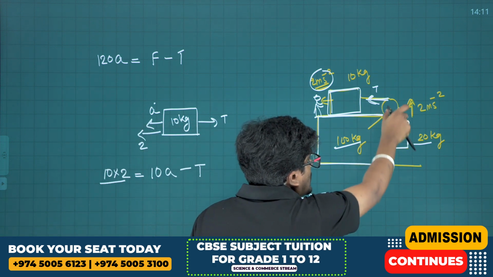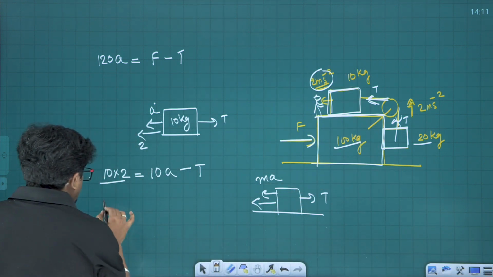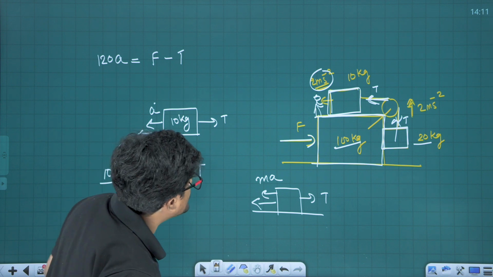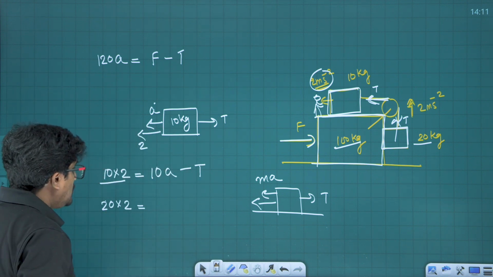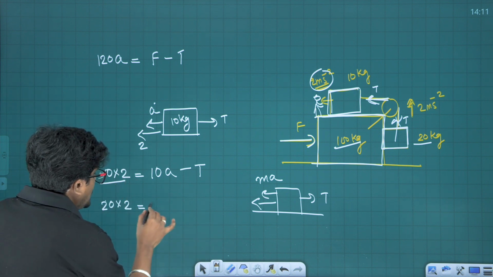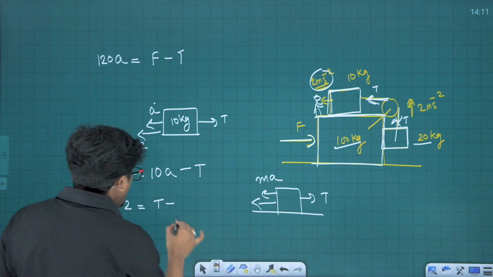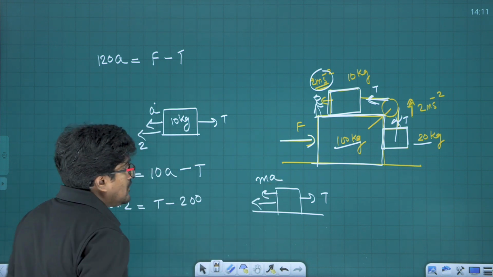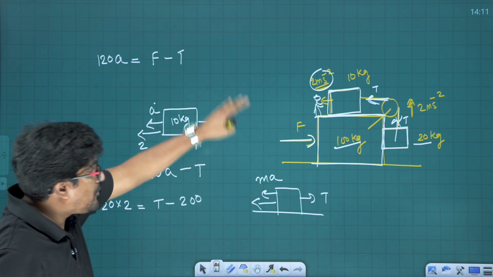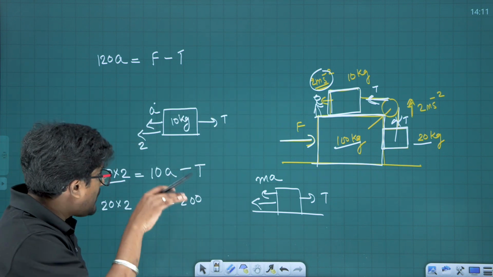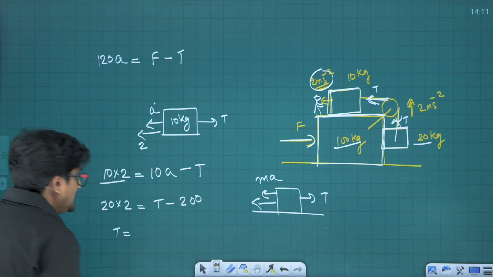Now, if I consider the vertical motion of this mass, it's moving up with an acceleration of a. Isn't it? Not 2 kg, 20 kg. 20 kg mass is moving up with an acceleration of 2. So, 20 into 2 in the upward direction, that is equal to T in the upward direction minus 200 in the downward direction. I repeat, 20 into 2 upward, that's equal to T in the upward direction minus of what? 200.